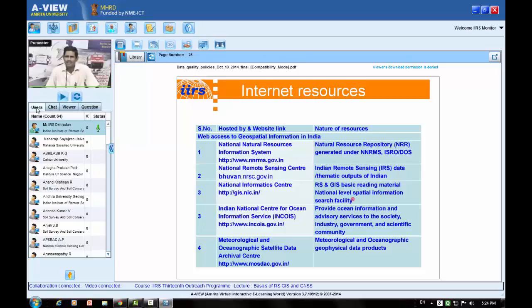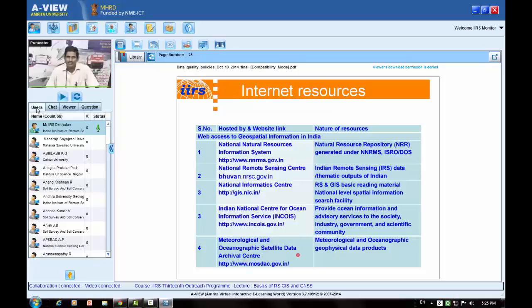Another is RSGS data reading material, a national-level spatial information search facility. So this is also made available. And then there is INCOIS. What they do is collect a lot of information related to the ocean, analyze it, and give warnings and advisory services, like fish catching sites or tsunami warnings. So all those things come under INCOIS, mainly helping the country by providing different services.